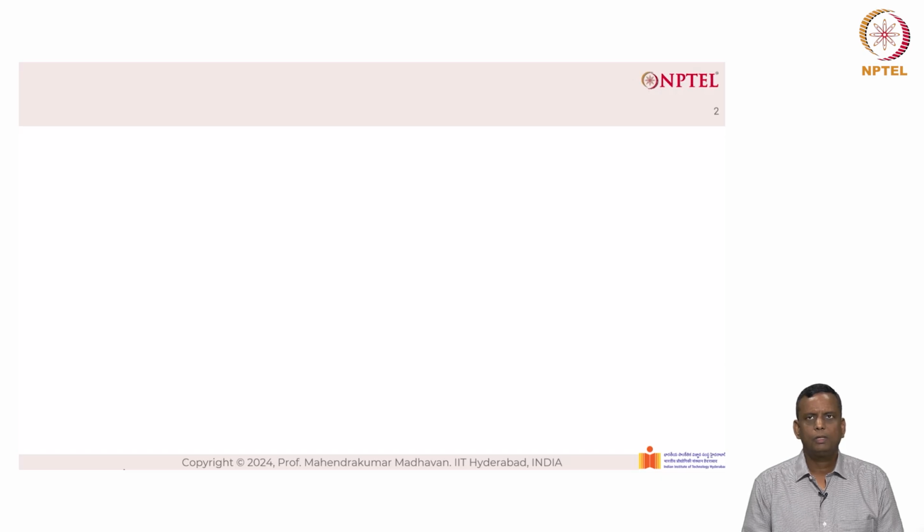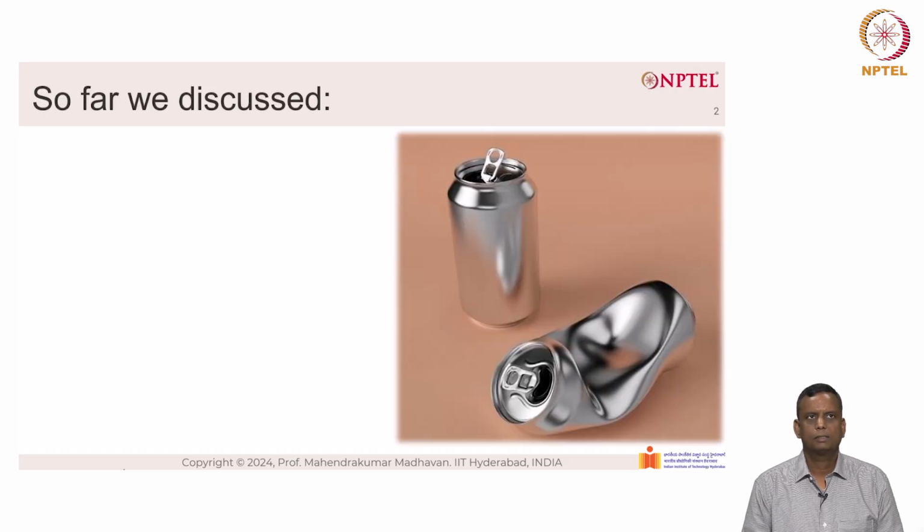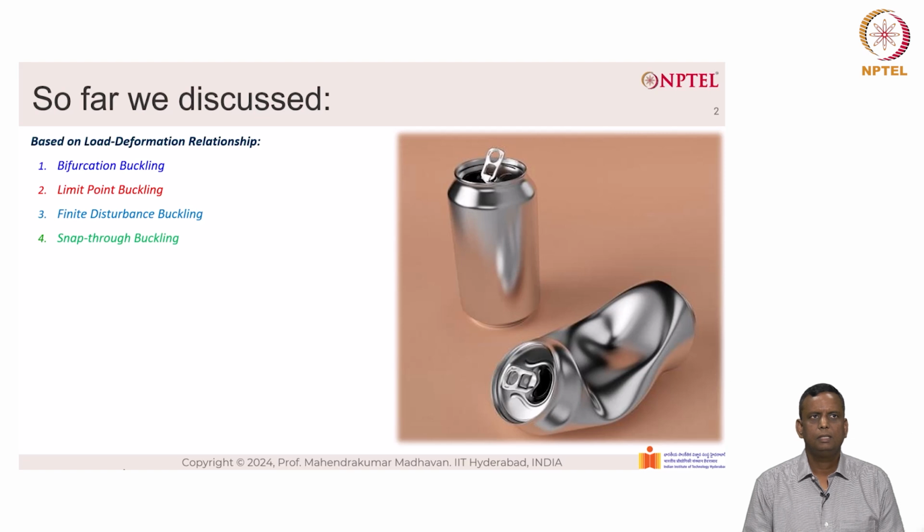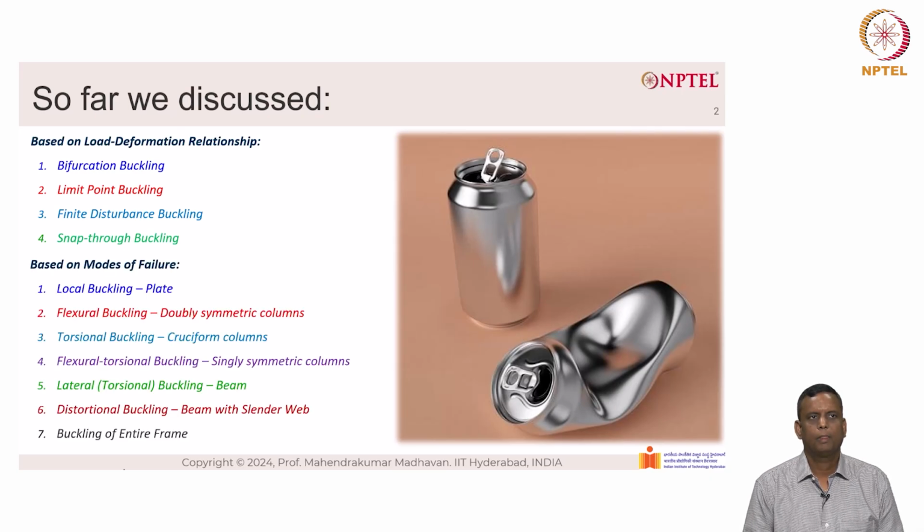So before we go further, let's recap what we studied in the previous class. So far we have discussed different types of buckling based on load deformation relationship, which could be bifurcation buckling, limit point buckling, finite disturbance buckling, as well as snap-through buckling. Based on modes of failure, we have local buckling of plate, flexural buckling for doubly symmetric columns, torsional buckling for cruciform sections, flexural torsional buckling, also known as FTB, for singly symmetric columns, lateral torsional buckling for beams, also known as LTB, distortional buckling for beams with slender webs, as well as buckling of the entire frame.